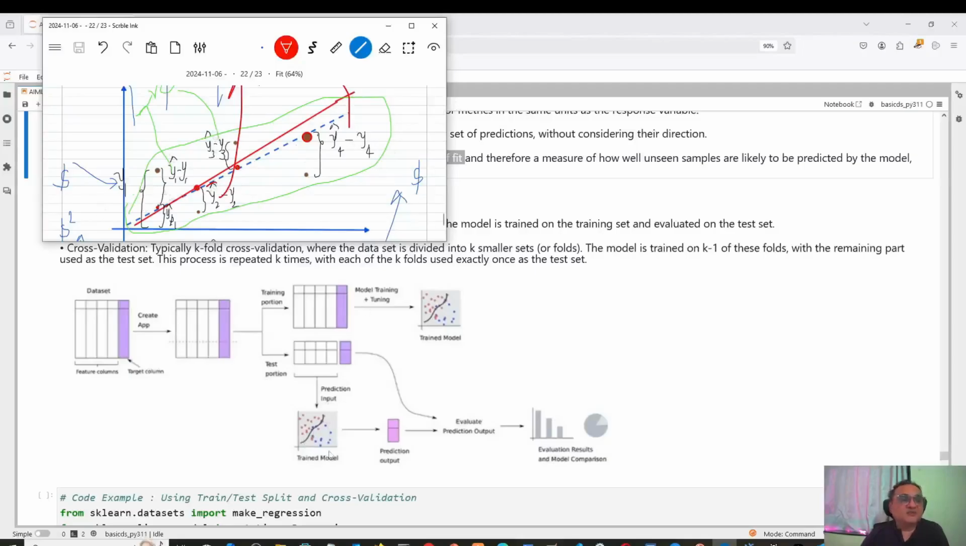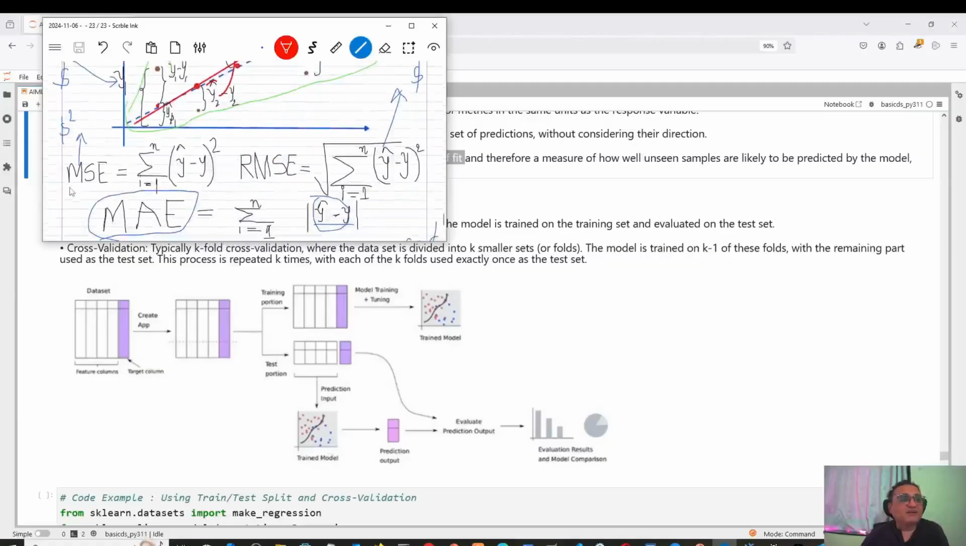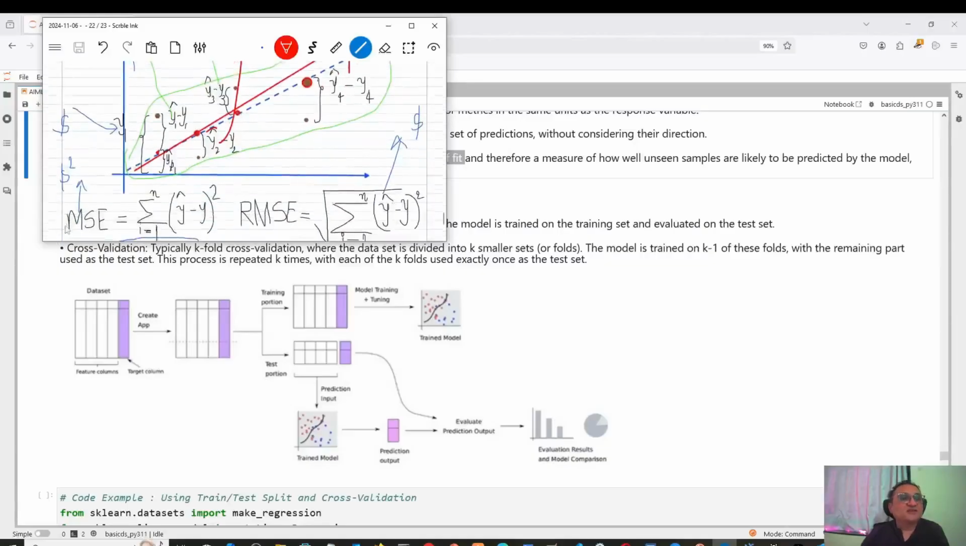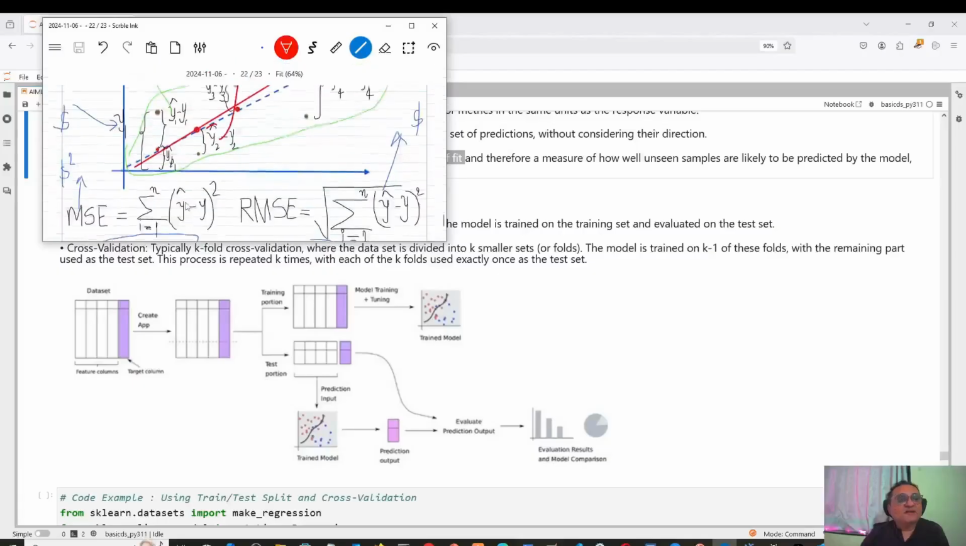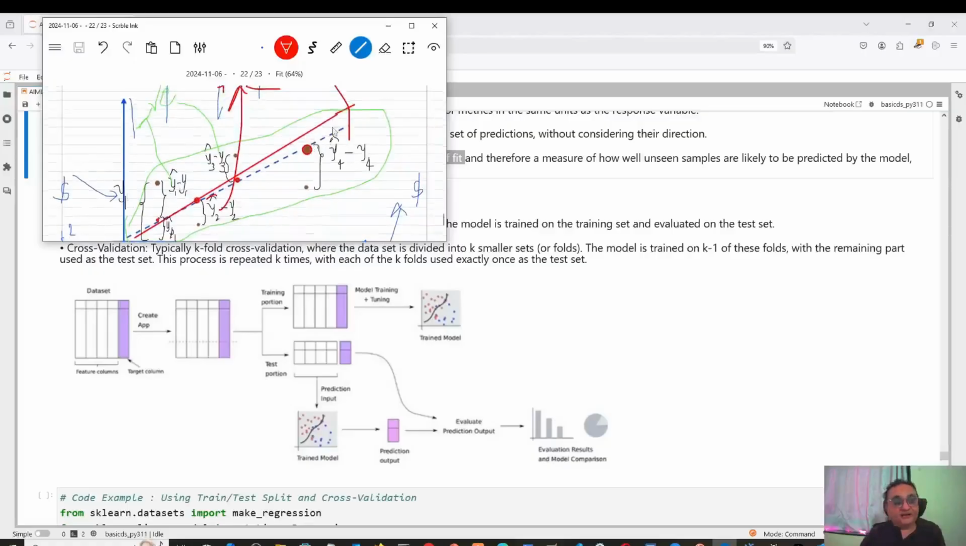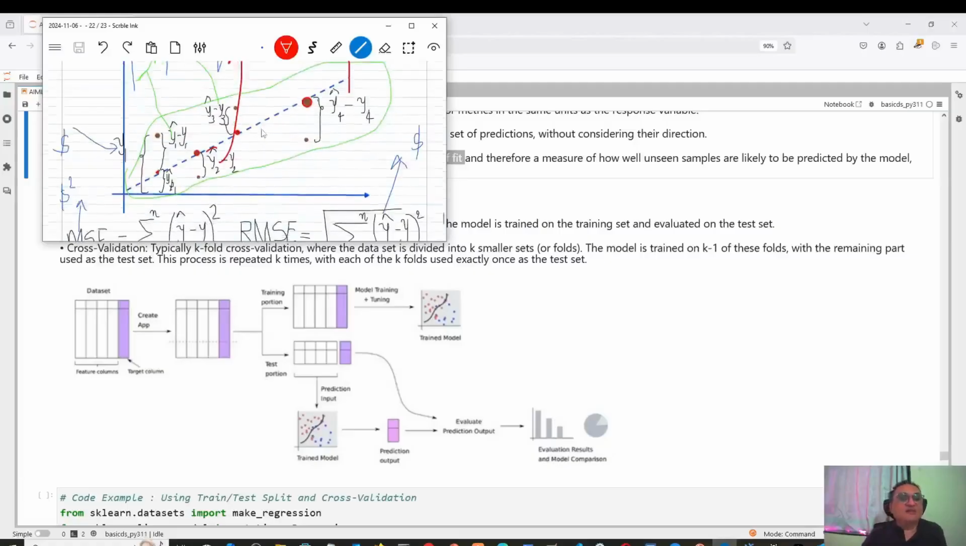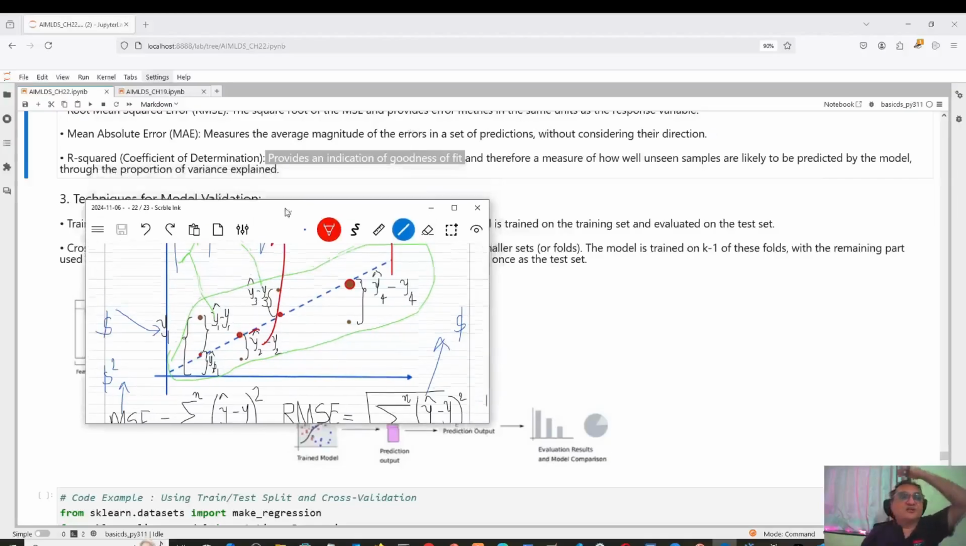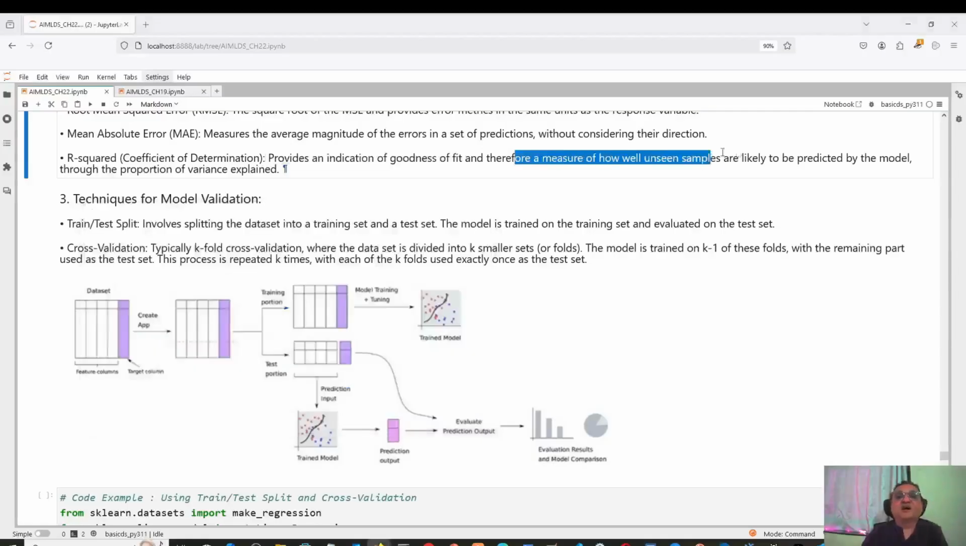The line which gives the minimum value of these parameters, MSE, RMSE, and mean absolute error, that line is the best. So suppose this dotted blue line is the line for which mean squared error, root mean squared error, and mean absolute error are the minimum. Then I will remove all the other lines, because theoretically I can draw infinite number of lines passing through various data points, but I can remove the other lines and keep only the line of best fit. Now I can define a quantity which measures how much variation in the samples is captured by my line of best fit, that is, a measure of how likely unseen samples are to be predicted by the model, through the proportion of variance explained.